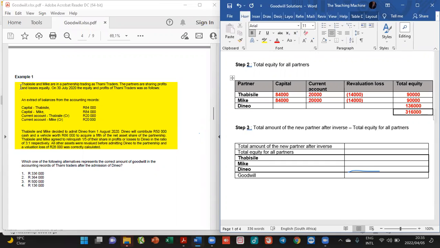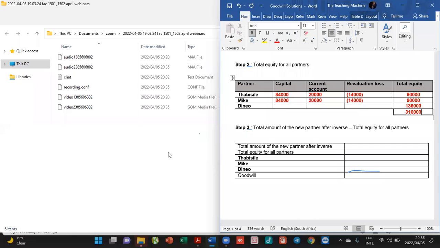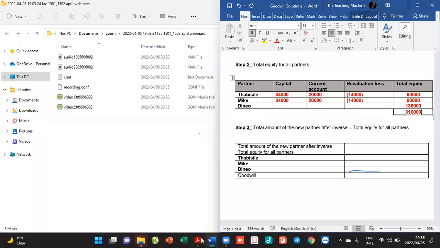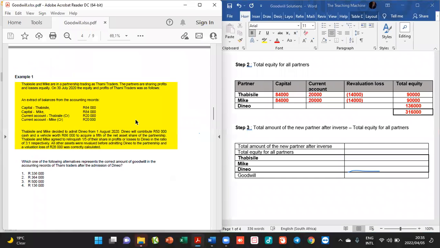Okay, let's look at the information on the top. On your left, it says Tabisile and Mike are in a partnership trading as, okay, what's happening to my screen? I hope you can see my screen. Is it back now? Yes. Now it says the partners are sharing profits and losses equally.